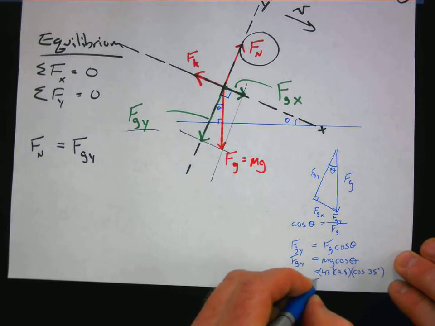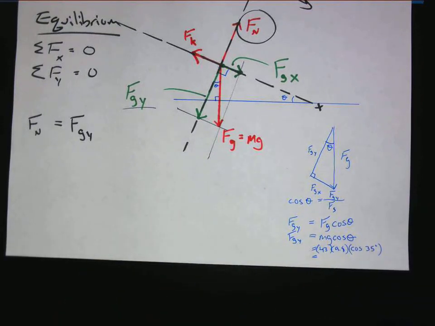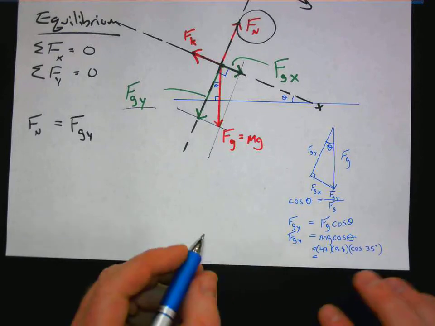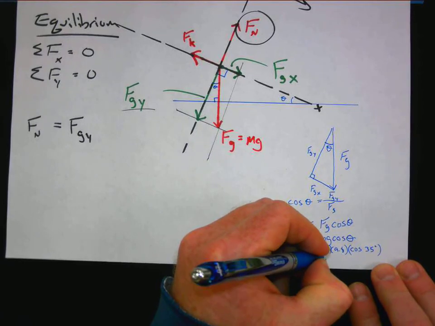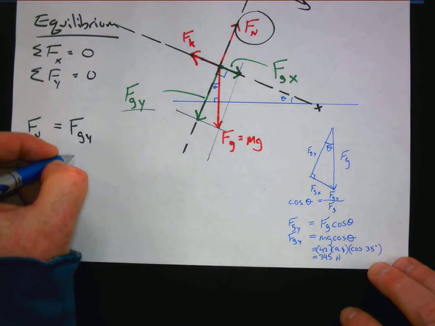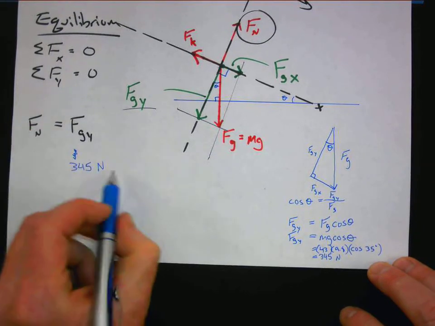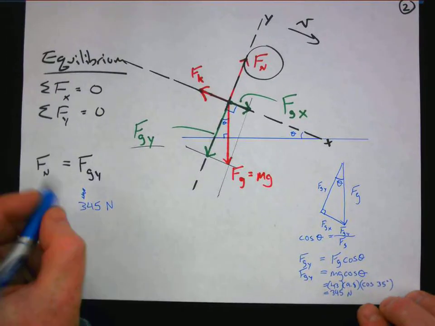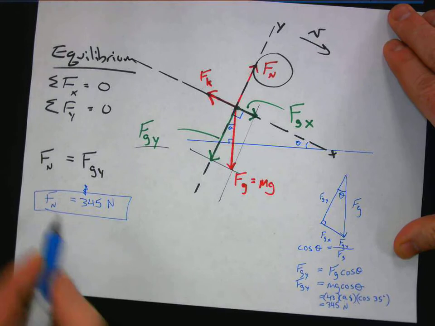Now squeeze it in here at the bottom. And I get an answer of 345 newtons. So that y component is 345 newtons, and that tells me the normal force. I now have the first answer. It's right there.